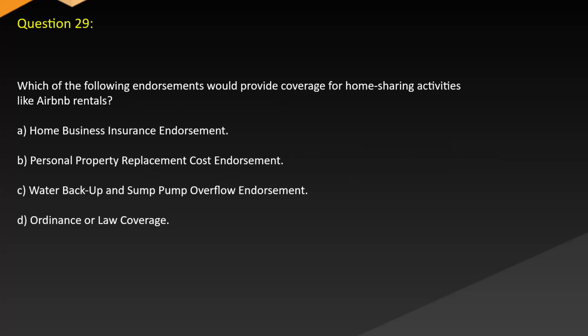Question 29. Which of the following endorsements would provide coverage for home sharing activities like Airbnb rentals? A. Home business insurance endorsement. B. Personal property replacement cost endorsement. C. Water backup and sump pump overflow endorsement. D. Ordinance or law coverage.